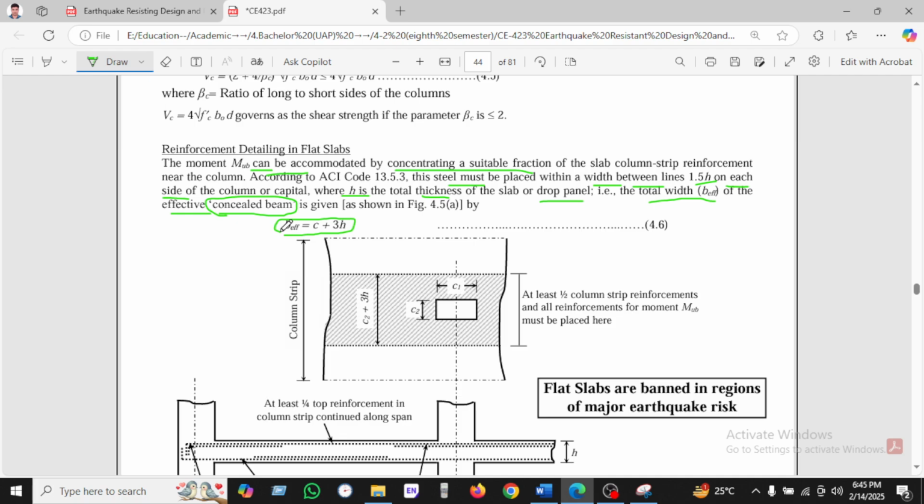Okay, let's see here another point we have to keep in mind: steel must be placed within a width of 1.5 H. In other words, if we calculate the width, this is the important total width of the effective or concealed beam. We are calculating here C plus 3H, where C means column. Why 3H? Because 1.5 into 1.5 means 3. That's why C plus 3H.